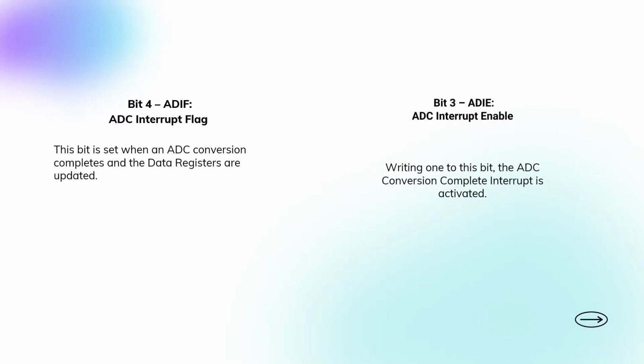The next one is the ADIF, bit number 4, which is the ADC interrupt flag. This is set to 1 when the ADC conversion is complete and the data registers, which are used to store the data, are updated. So this will basically give the idea whether the process is done or not. And also the interrupt enable, bit 3, which is used to trigger an interrupt once the ADC conversion is completed.